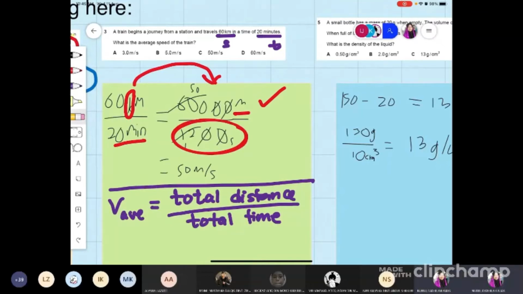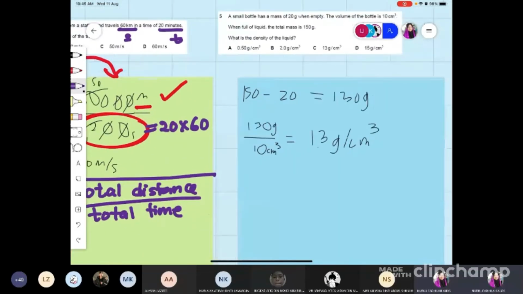Kena tunjuk sikit lah. Jawapan ni betul tak salah. This one is correct. This is not wrong. Tapi kena tunjuk apa? 20 times 60. Yes. So you kena tunjuk lah 20 times 60. Okay, dapatlah 1,200 and the answer is C. Confident. Correct.